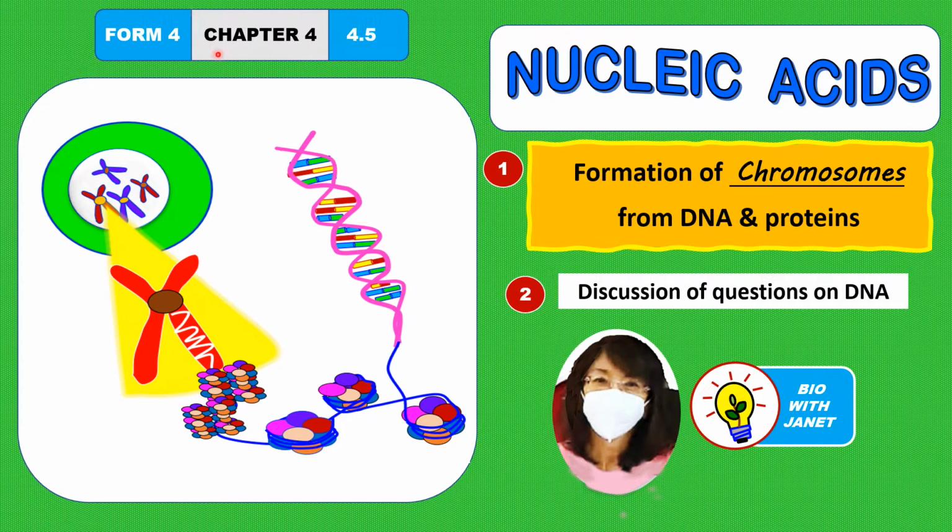So this topic is from Form 4 Biology KSSM syllabus, Chapter 4, Subtopic 4.5. This is the last part of Subtopic 4.5. The title of our video today is Formation of Chromosomes from DNA and Proteins.